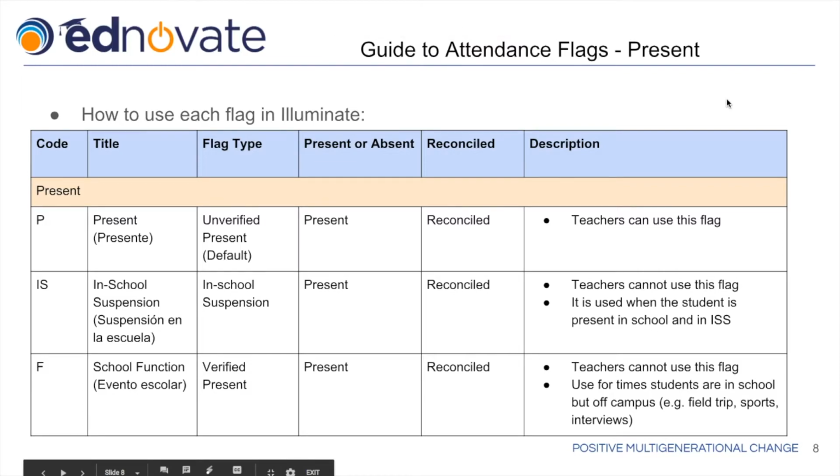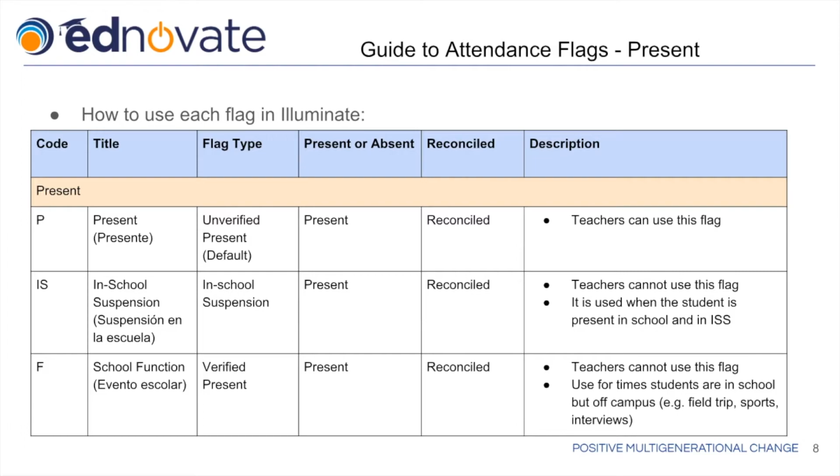Okay, guide to attendance flags. I'll run through these as a table, and there's also a flow chart to help understand the nuances of this. If a student is present, they're obviously marked present. Teachers can use this flag, and you don't need to change it. It's considered reconciled. Another flag that's considered present is in-school suspension.